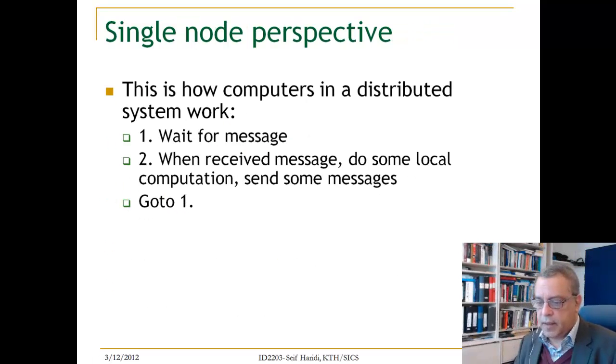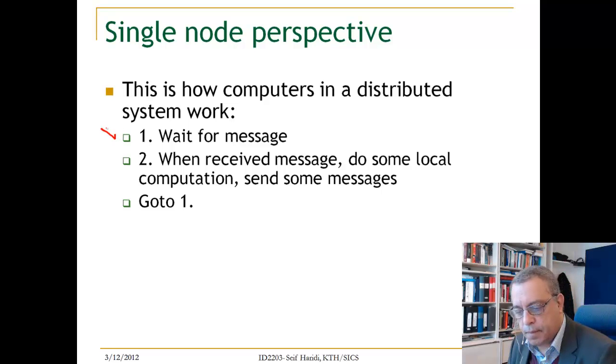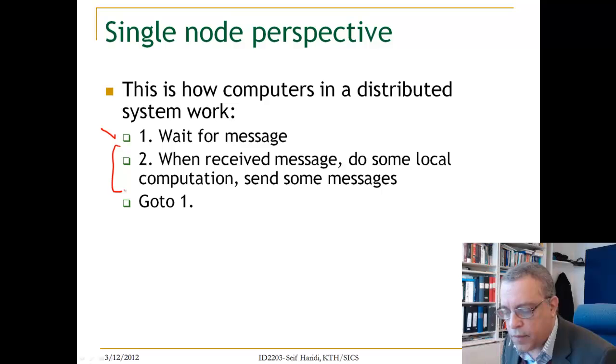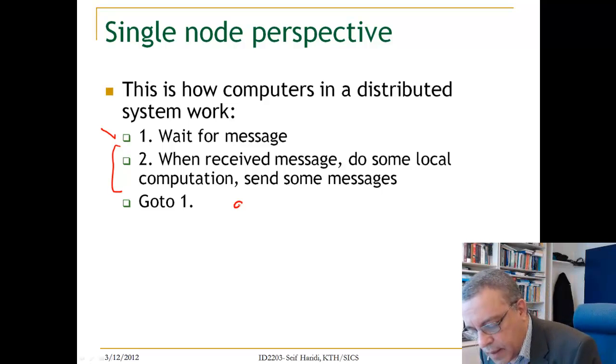So given this, we can think of a computation on a single node. What does a computation on a single node do? A node typically waits for a message, and then when it receives the message, it does some local computation, and it sends some messages, and it continues. And we call this sequence of actions a computation step.